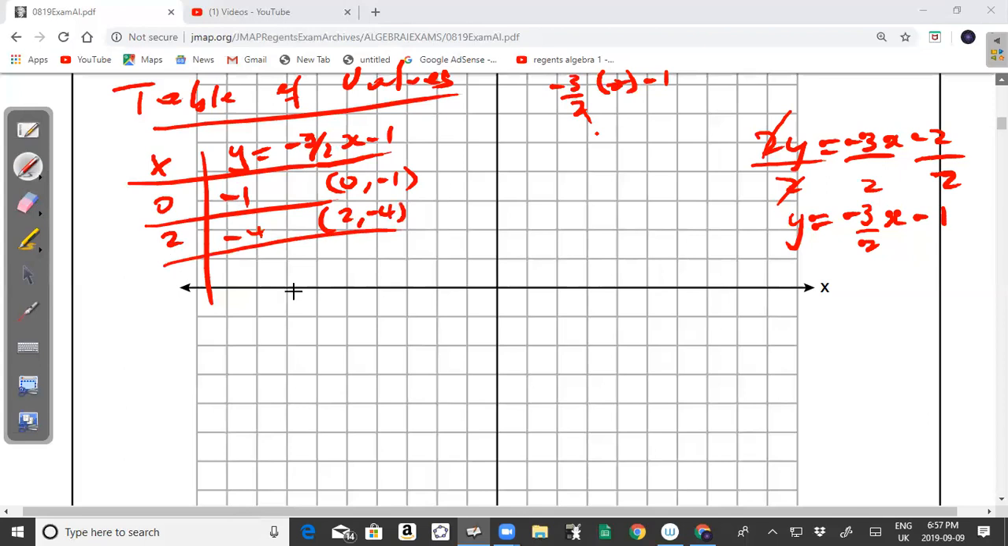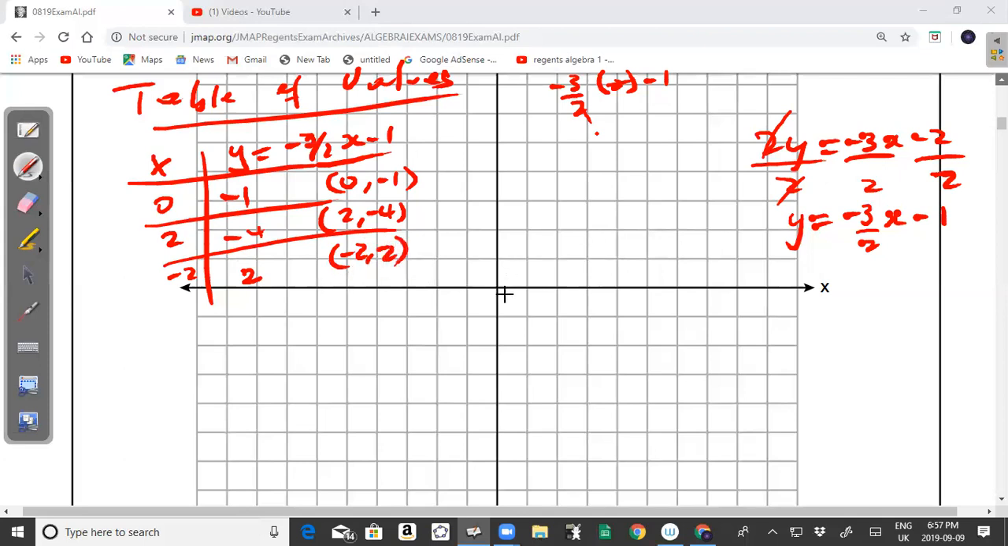And let's choose one more point on the left-hand side of the x-axis. So for example, let's choose negative 2 for x. We substitute negative 2 here, and that will give us positive 3 minus 1, which gives us positive 2. So our next point is (negative 2, 2).